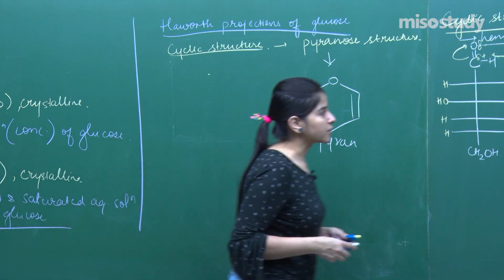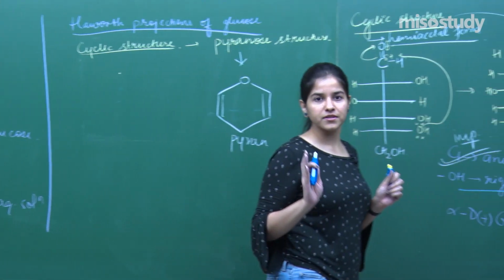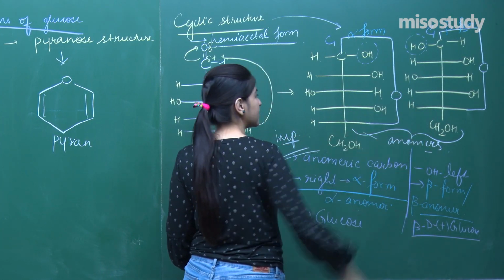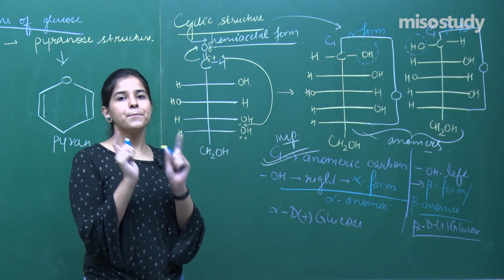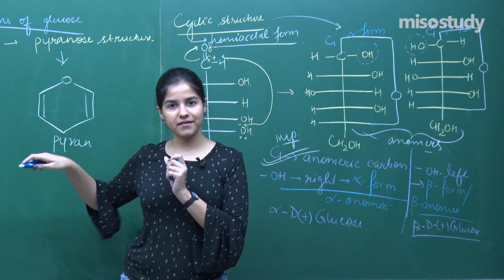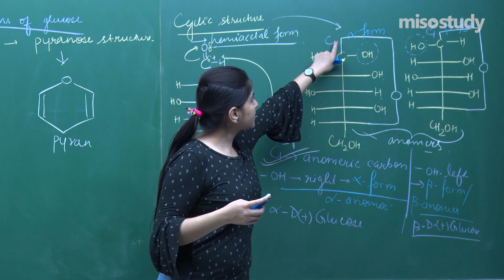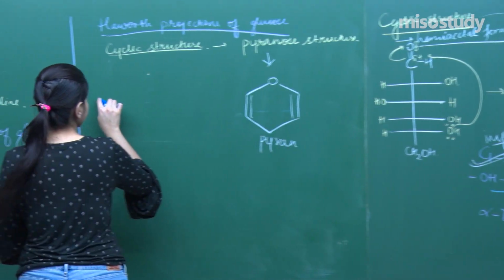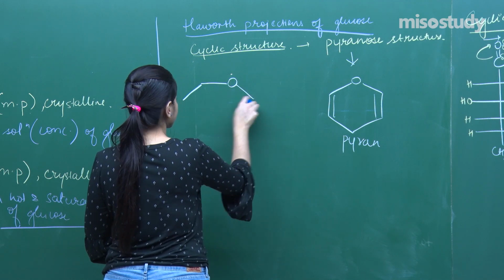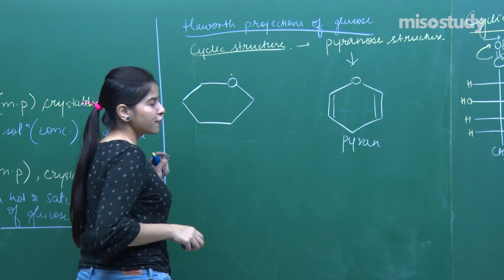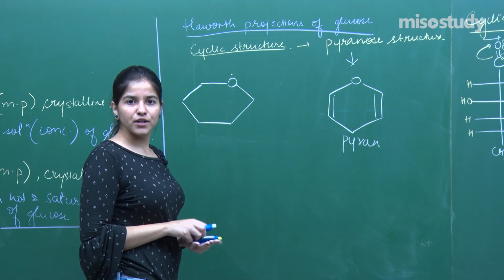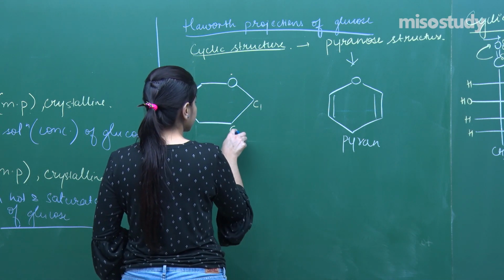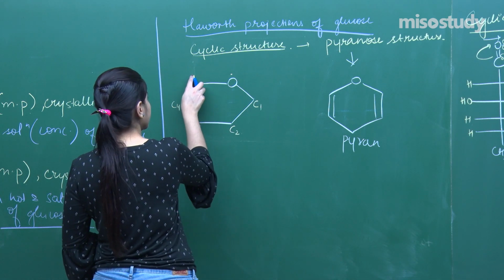How? See here, I have got 6 atoms. So 1, 2, 3, 4, 5 carbons, and the 6th is the oxygen. So I have got 6 members over here making such a pyran ring. So let's do that. I'll be representing the oxygen over here. You need to make this down like this. This carbon over here will be known as carbon number 1, so that will be C1. That is C2, that is C3, C4 and C5.